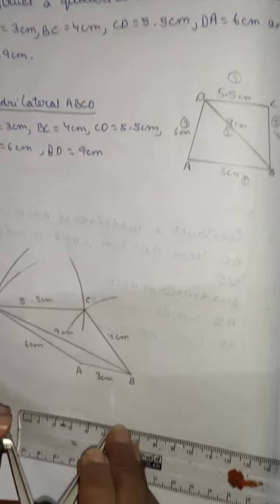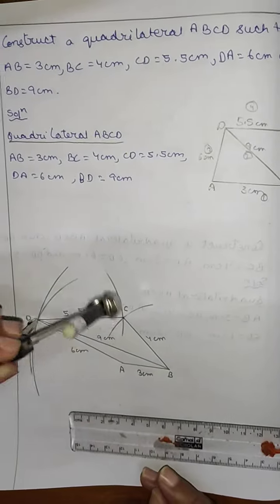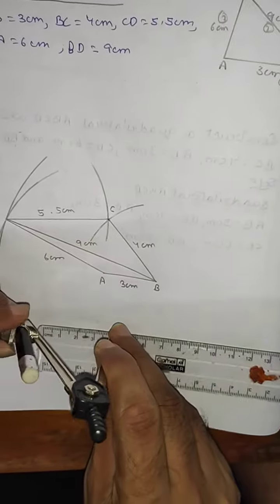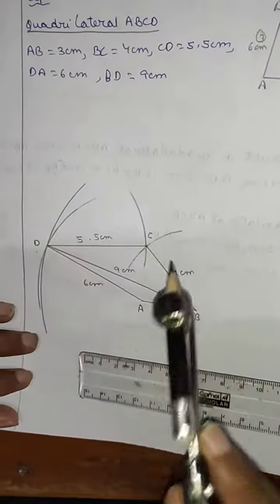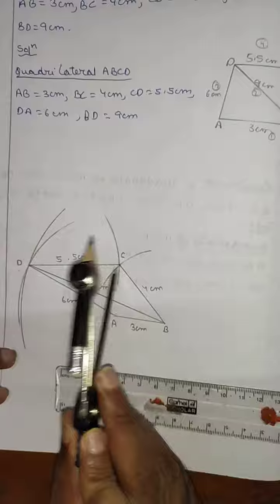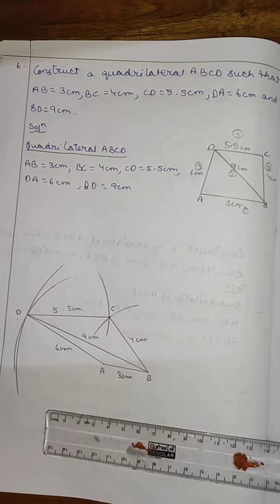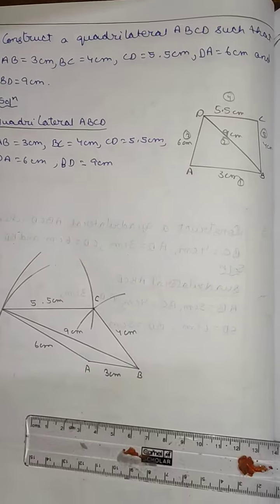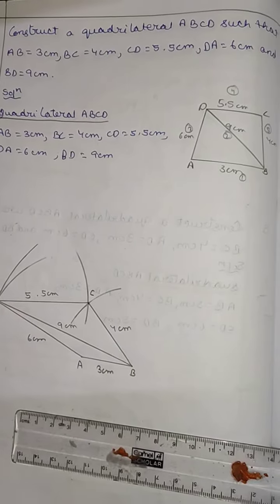Now your fourth step is 5.5 cm. Measure 5.5. From D point, make this arc. Then your fifth step measurement is 4 cm. So measure 4 cm. From B point, cross. This is your C point, join BC and CD. This is 4 cm, this is 5.5 cm. Your quadrilateral is completed. So listen to this video again and again for all these instructions and draw the construction in a proper way. With this, our first exercise 14.1 completed.